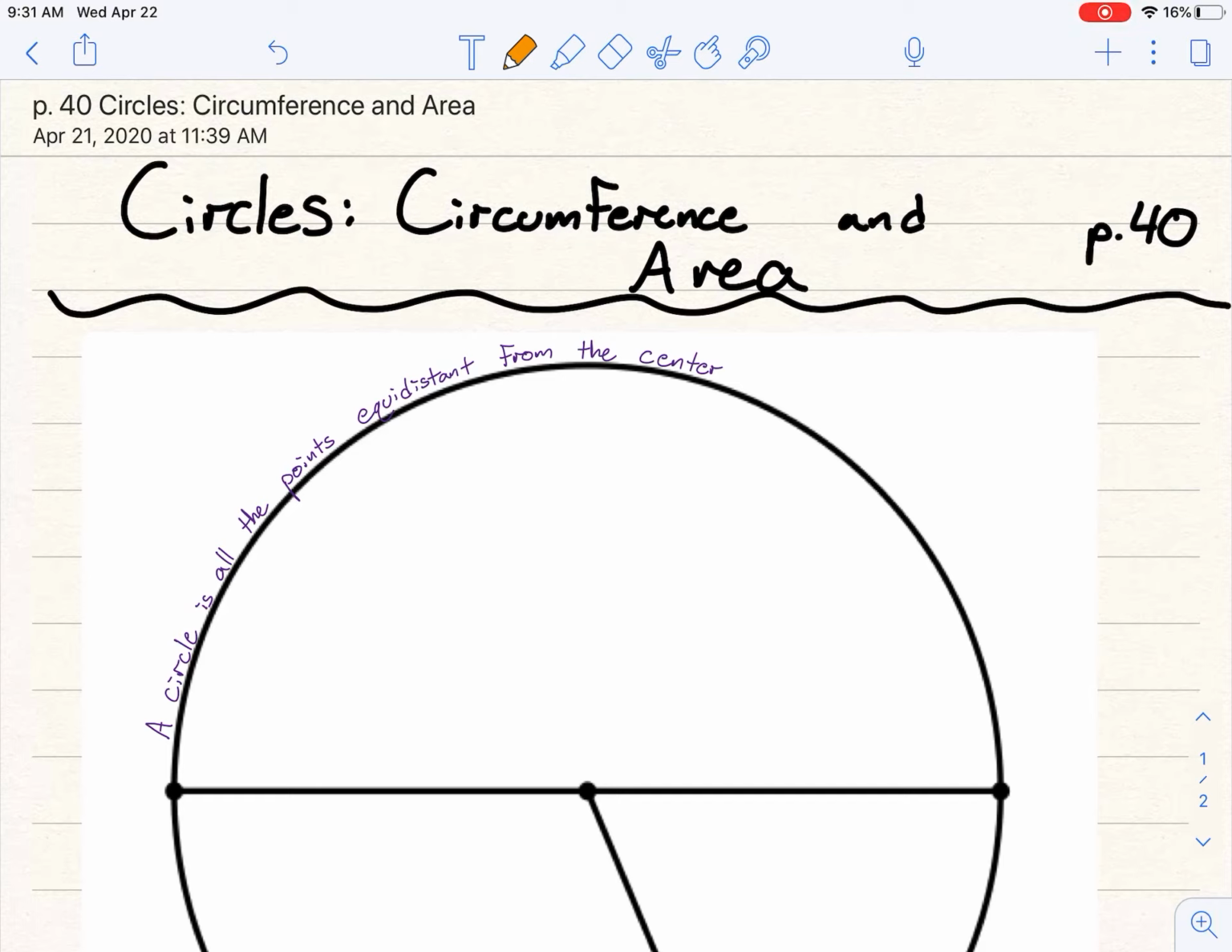Hey y'all, so to round out our unit as we're talking about our basic shapes, get it, round out, circles, we're going to start talking about circles, and with circles we have to define circumference and area.